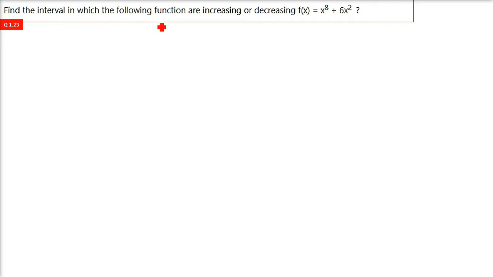Find the interval in which the following function is increasing or decreasing. So we have to find f dash x. Let us find it directly: 8x to the power 7 plus 12x to the power 5. Now you can take x outside, you will get x raised to 6 here and 1 here. When you take 4 outside, 4 into 2 is 8, and 4 into 3 is 12. So essentially you have taken 4x outside. Inside what will be remaining? Here 2, here 3. So 4x into 2x raised to 6 plus 3.